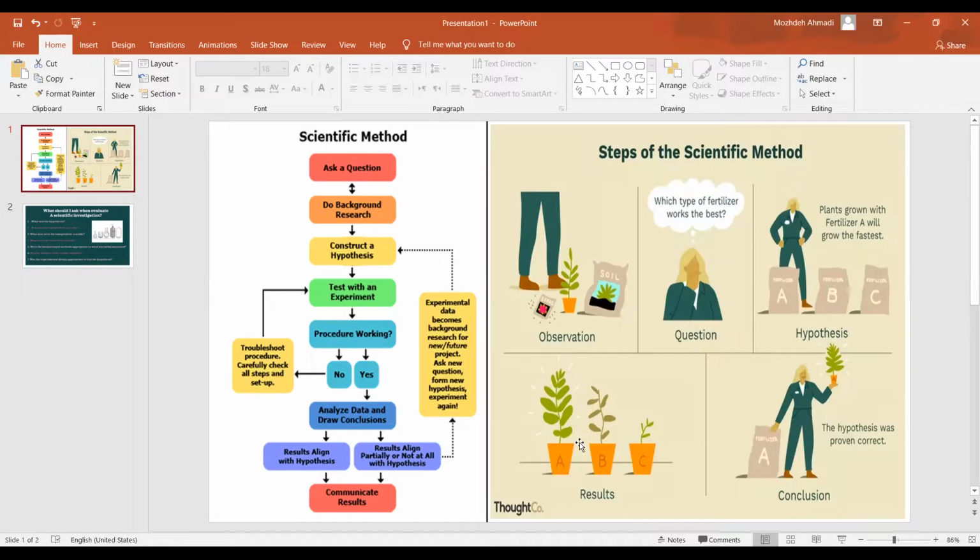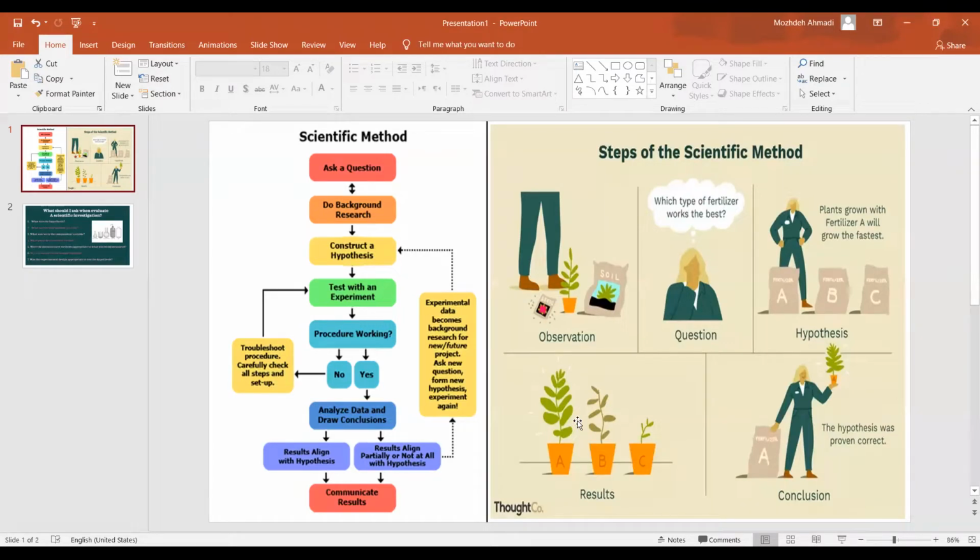If yes, it was correct and we get the answer for the hypothesis, we can communicate the result and share our experiment with others, so others can also use the result of our experiment.